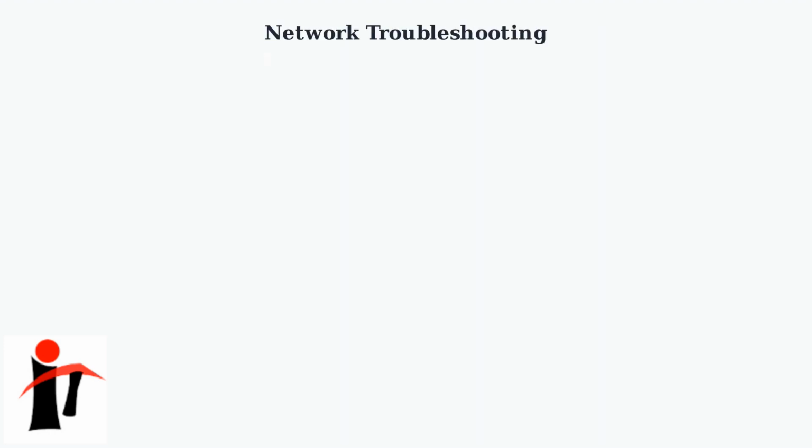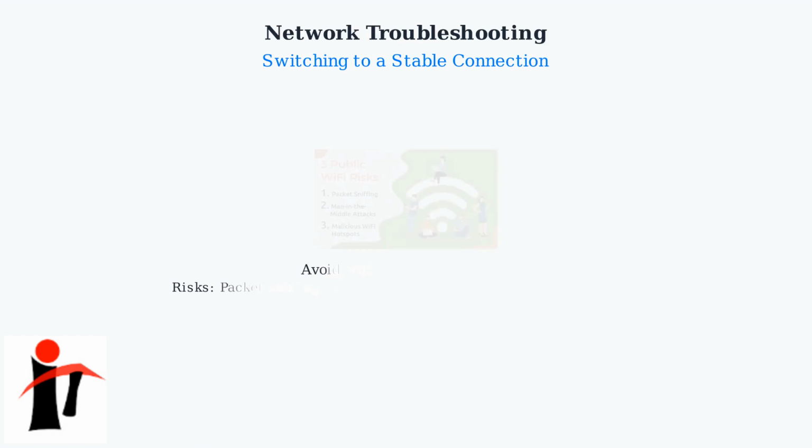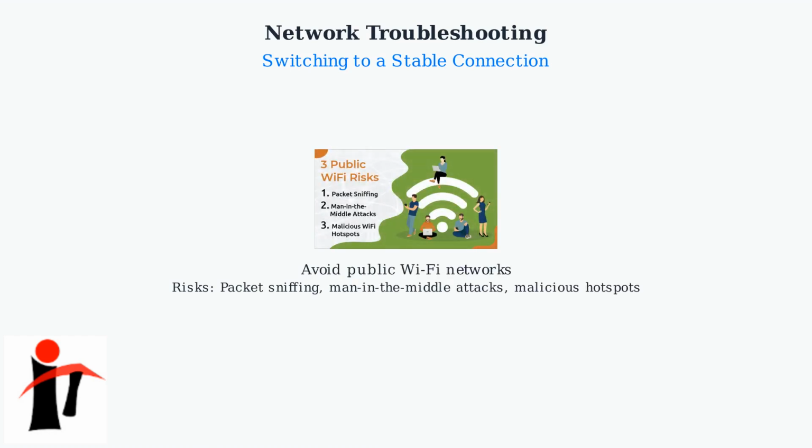A weak or unstable network connection is often the main reason Tesla app updates get stuck at 100%. Let's explore how to ensure your device has a reliable connection. First, ensure your device is connected to a strong, reliable Wi-Fi network. A stable connection prevents interruptions during the update download. Avoid using public Wi-Fi, as it can be less secure and have lower bandwidth. Public networks pose risks like packet sniffing, man-in-the-middle attacks, and malicious hotspots that can interfere with your update.